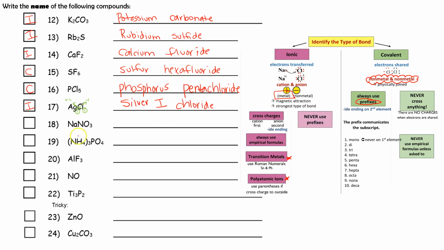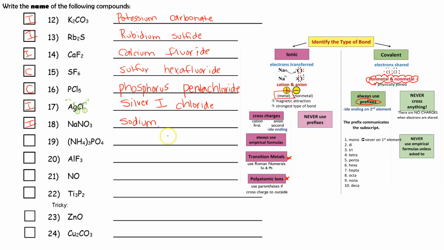All right, next, NaNO3. You need to look up the types of elements. Na, sodium, is an alkali metal. So because it's a metal, it's ionic. The other indicator is that NO3 is a polyatomic ion. So we're going to name the cation, sodium.